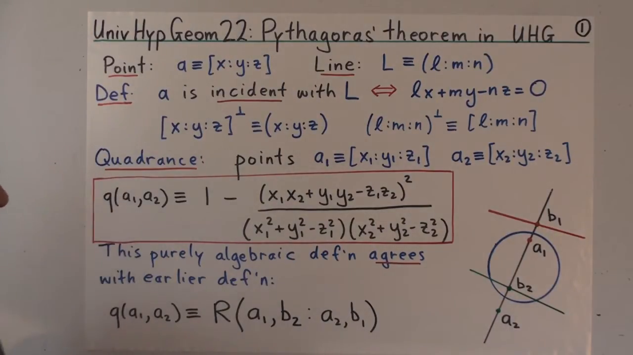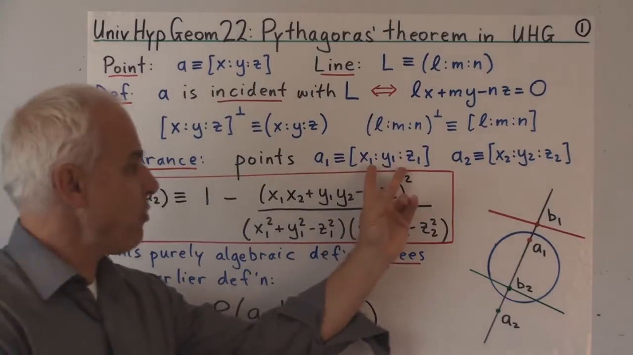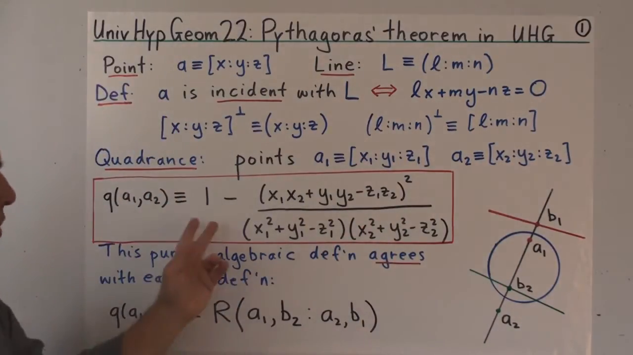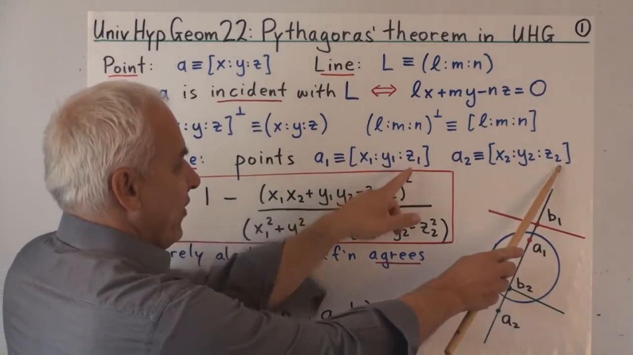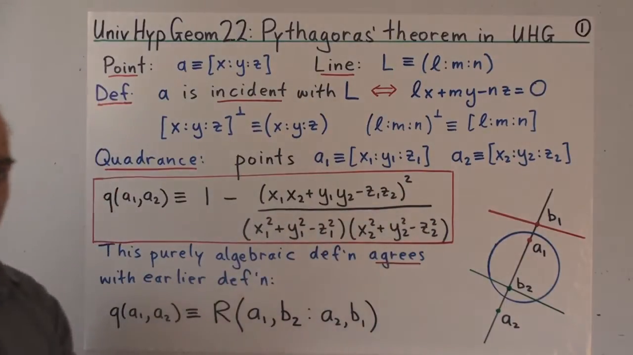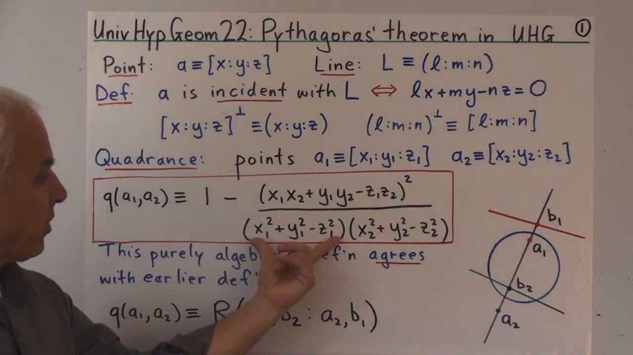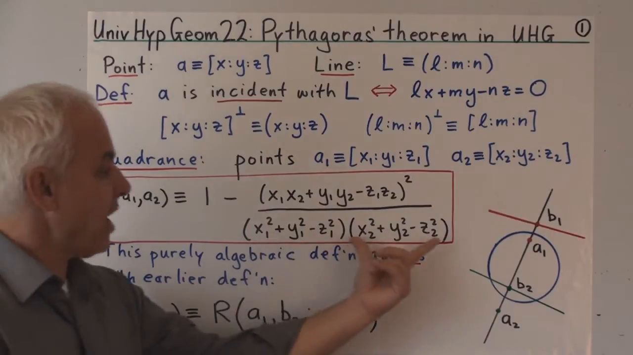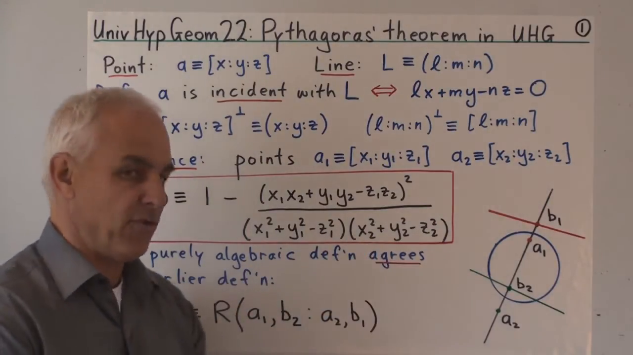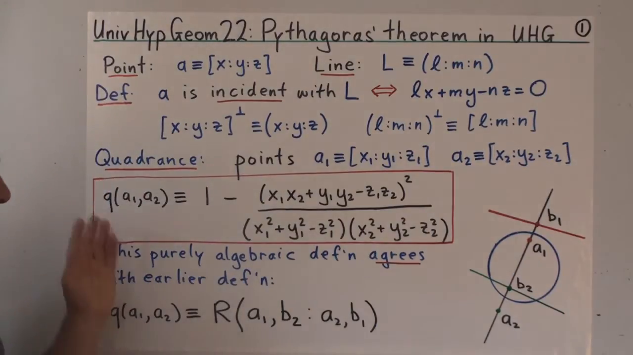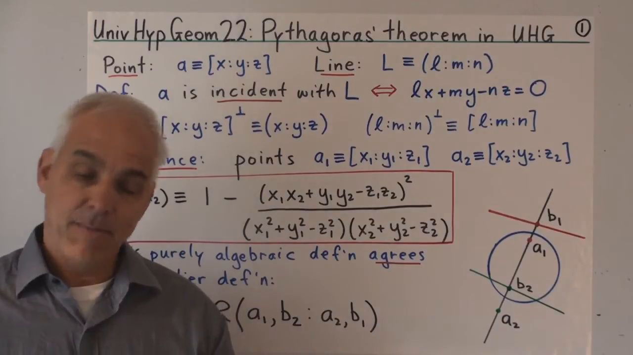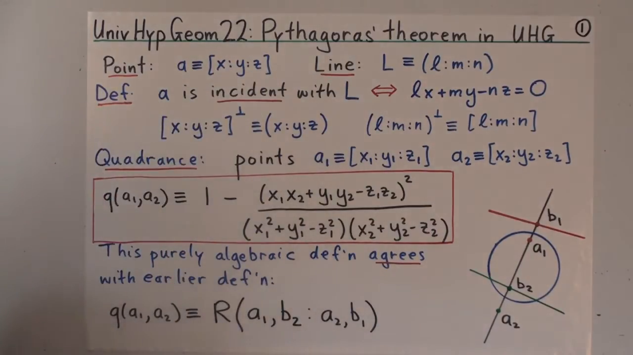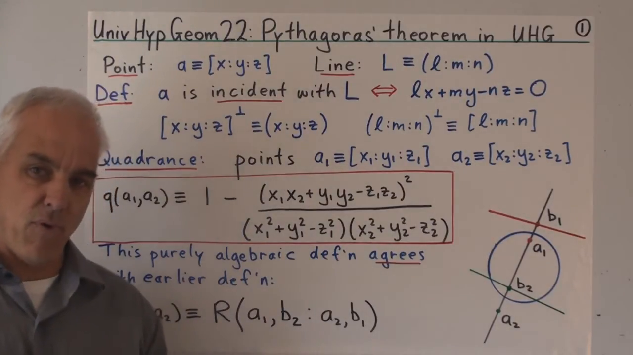And here's our definition of quadrance now. Quadrance between 2 points is 1 minus this expression, x1 x2 plus y1 y2 minus z1 z2 all squared in the numerator, and x1 squared plus y1 squared minus z1 squared times x2 squared plus y2 squared minus z2 squared in the denominator. So actually we have already seen this expression in an earlier video in this series. Because I may remind you that we originally talked about the quadrance between 2 points in terms of a cross ratio of 4 certain points.